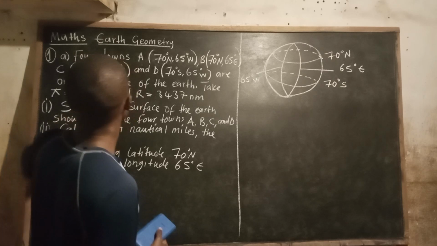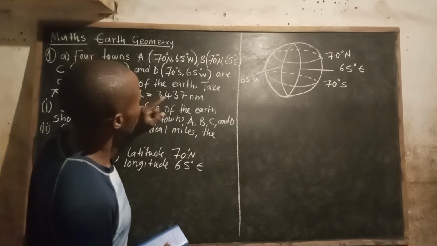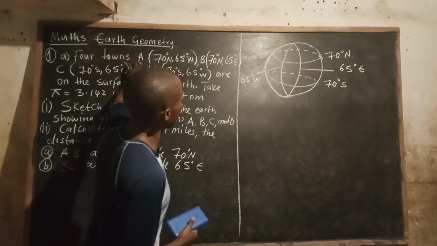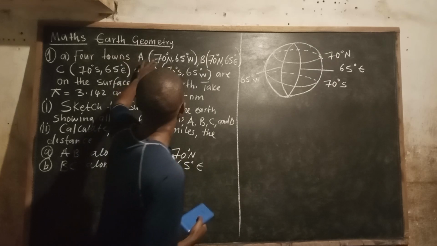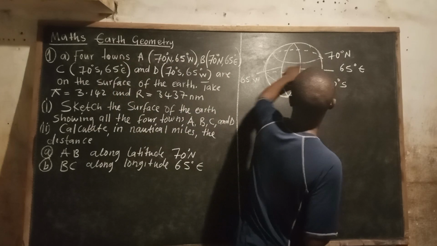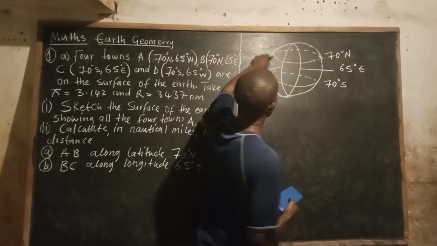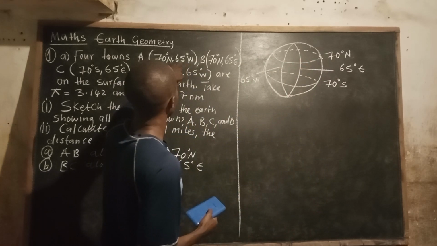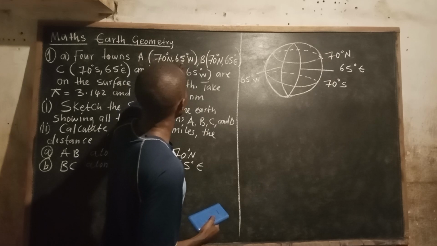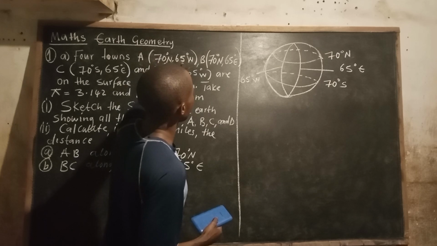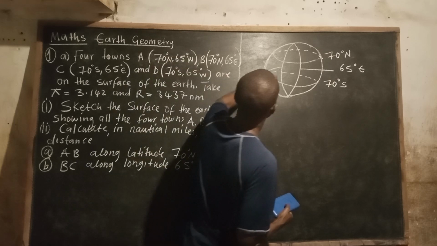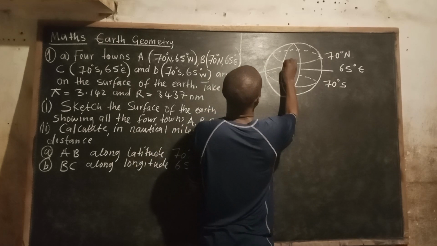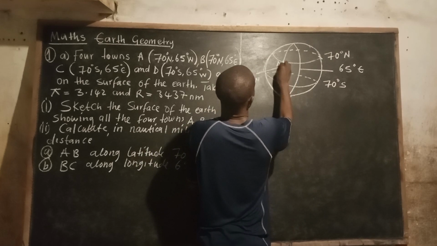Now we are going to put the points according to the coordinates that we have. So point A, where is A? The line you are talking about is this one, so A is along this line. Then the longitude: we have 65 west, so 65 west is this one. So the point A is here. This is A.